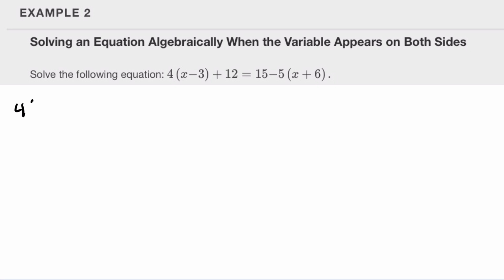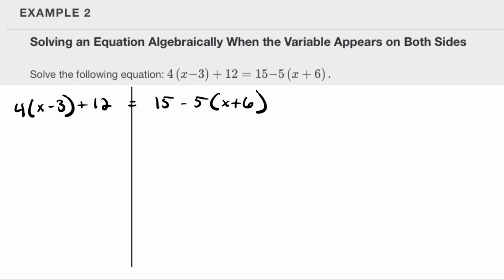All right, let me get a copy of the original first. So we have this 4 times x minus 3 plus 12 equals 15 minus 5 times x plus 6. Okay? And again, we're going to be comparing a left side versus our right side. So first, we're going to go ahead and distribute like this. And same thing here, we're distributing a negative 5 over here.